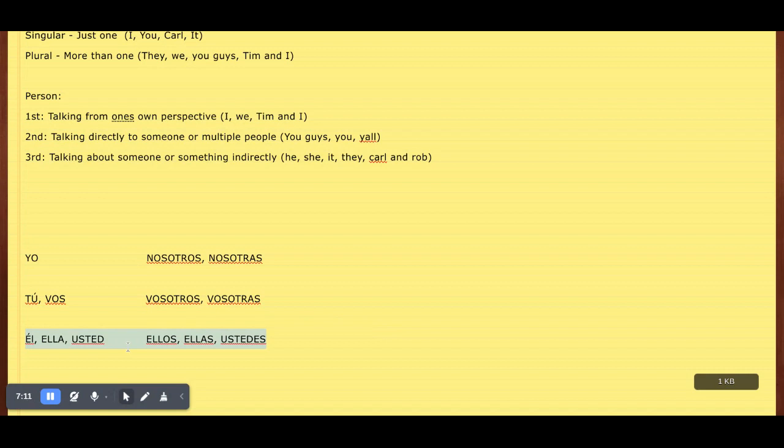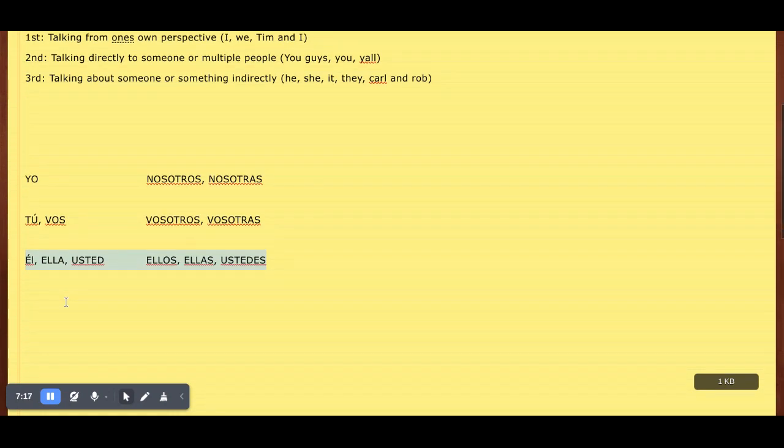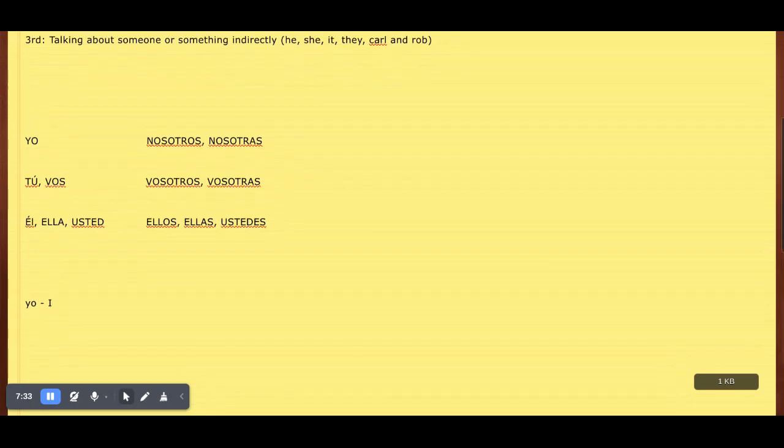So let's break down each of these subjects, what exactly they mean, and kind of when we would use them. So let's first start with translations of each of them. Yo. Yo means I. So anytime we say yo in Spanish, it's going to be I. Tu means you. And it can also be vos.